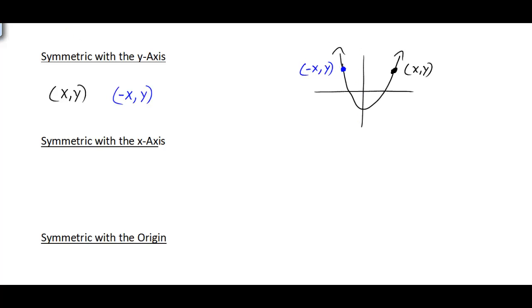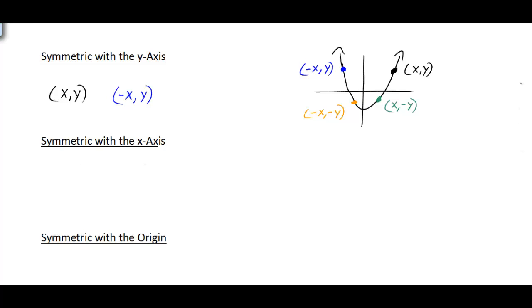And similarly, we could pick a point down here as well. This means your x value is positive and you have a negative y value. Well, then that point would be reflected over here, which again means you would have the opposite of your x. So the opposite of x would be negative x, and the y is negative, so it's going to remain negative. Okay, so that's graphically looking at your symmetry with the y-axis.